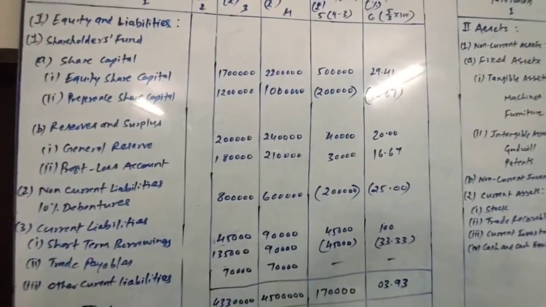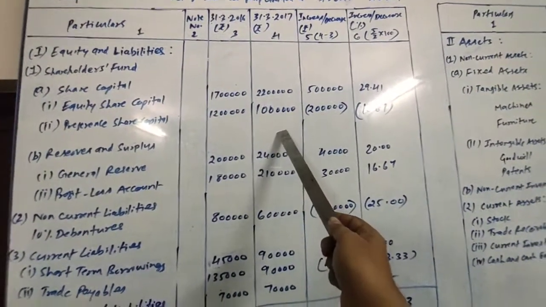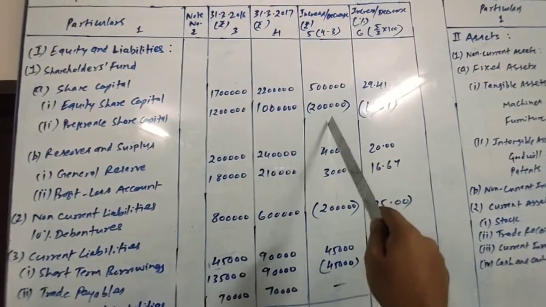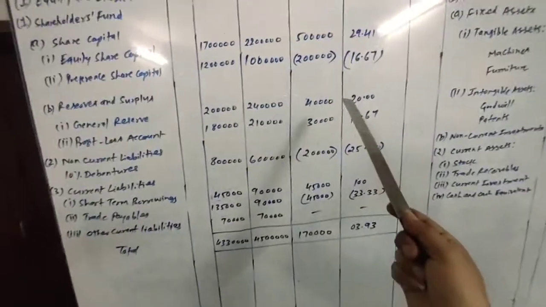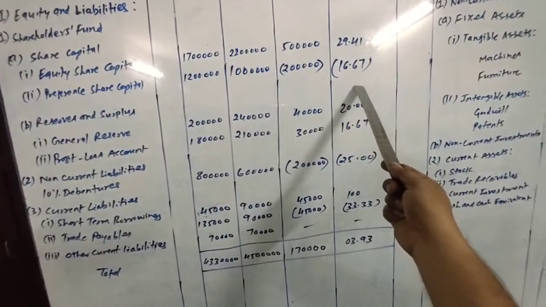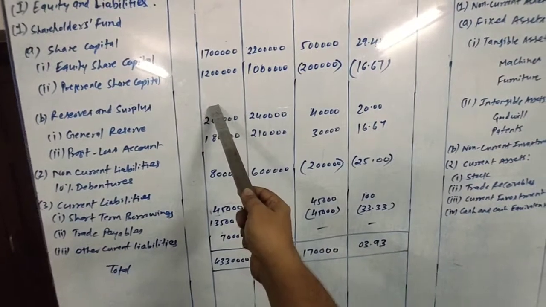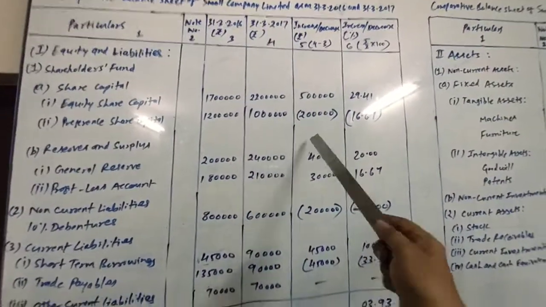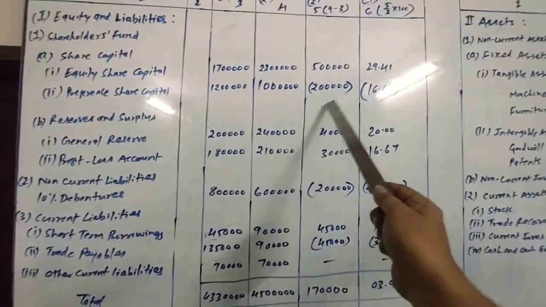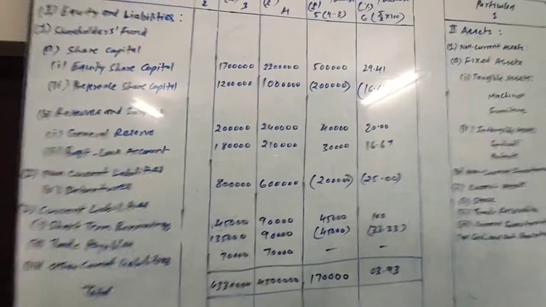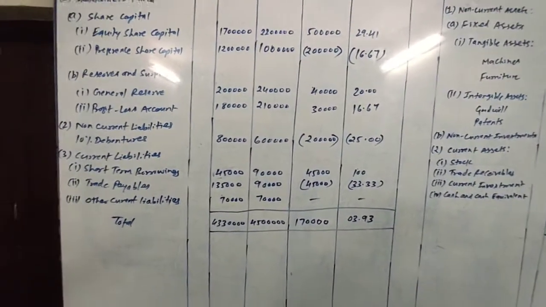Okay, the second item is preference share capital. It was 12 lakh in the year 2016 and in the year 2017 it is 10 lakh. So there is a decrease of 2 lakh, right? And when we calculate this decrease of 2 lakh in percentage, we get 16.67. Okay, how do we get this 16.67? This 2 lakh divided by 12 lakh into 100, and we can see it has decreased. So in rupees and percentage we have written this amount in bracket. Any negative thing we record in bracket, that we know very well.